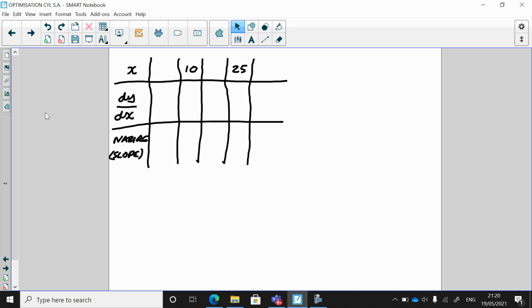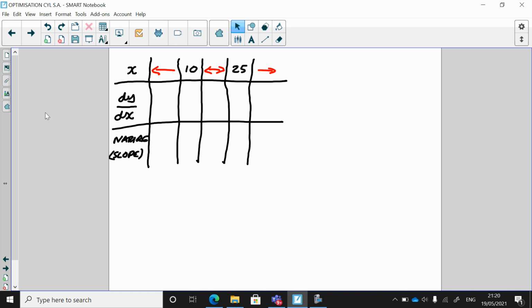Top row is x, second row is derivative, third row is the nature. What way are the tangent lines going? So I've got 10 and 25, so I'm going to look at a number between 10 and 25, a number to the left of 10, and a number to the right of 25. Let's pick whatever numbers.